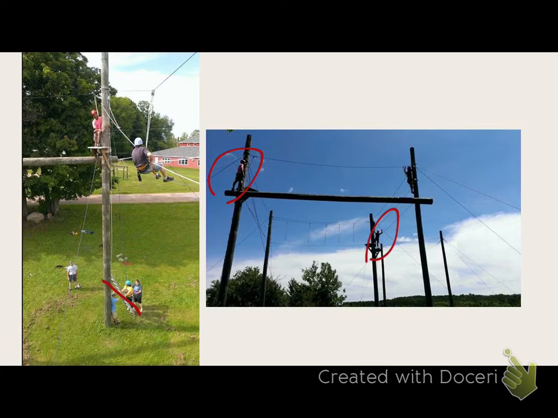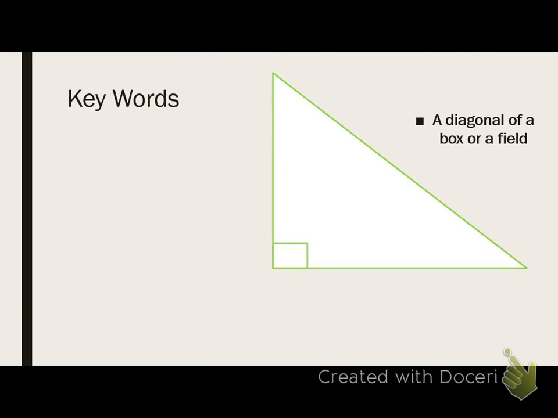But anyways, poles have these wires coming out of them. I know some of these are harder to see. But it's to keep them stable, and it's to keep them straight up, especially when there's wind. So anytime you see any type of wire, they'll even say specifically it's called a guy wire. It's always going to be your hypotenuse. Okay. And then a diagonal of a box or a field.